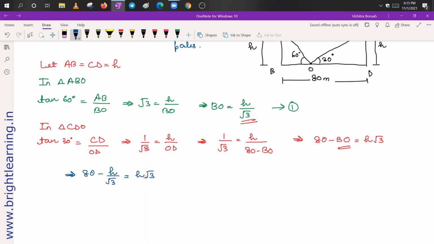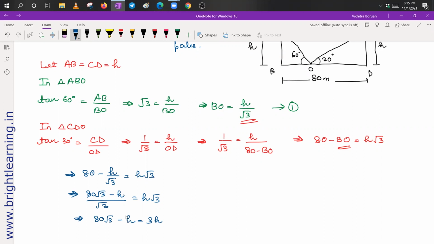Okay. Now next, again let us simplify it. So now here, if you take the LCM, you will get 80 root 3 minus H upon root 3, which is equal to H root 3. Now this root 3 will go on the right hand side, it will get multiplied with H root 3. So root 3 into root 3 will become 3. So from here you will get 80 root 3 minus H is equal to 3H.